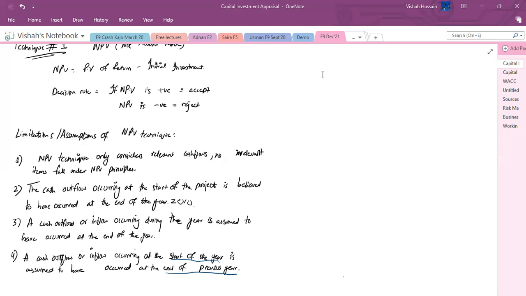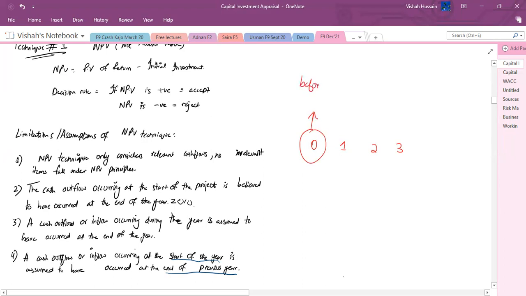Yes, ma'am. Now the second point says the cash outflow occurring at the start of the project is believed to have occurred at the end of year zero. So one thing that you need to consider is that your project would have a number of years, let's say 3 years. This year zero is basically before the start of the project.